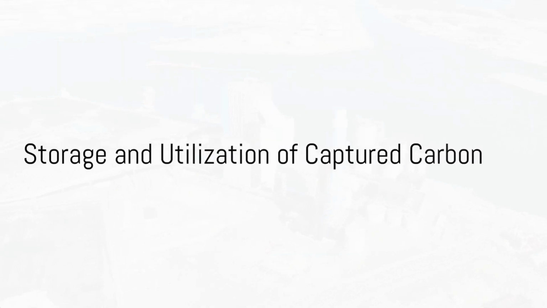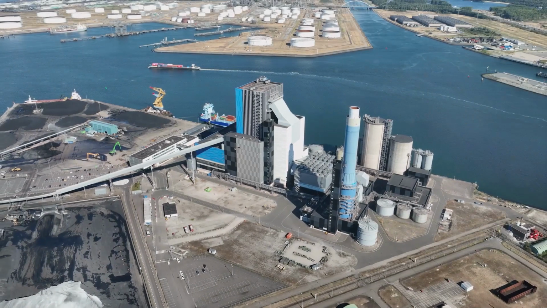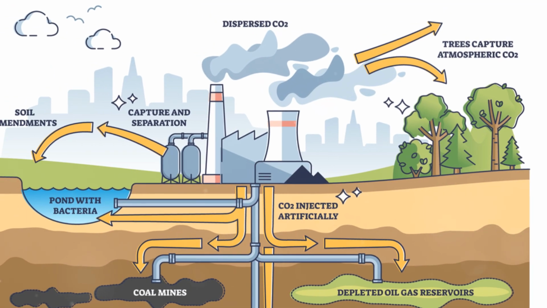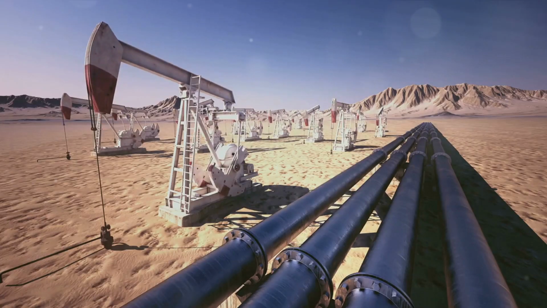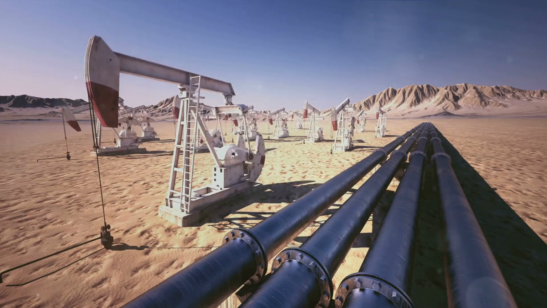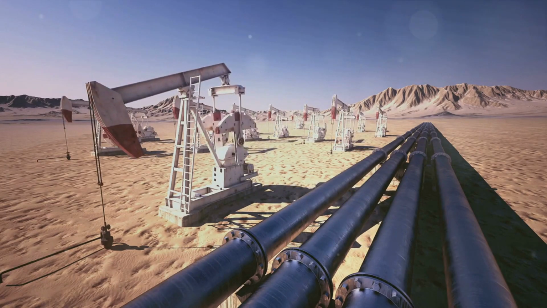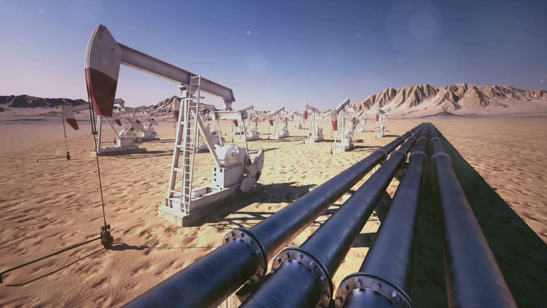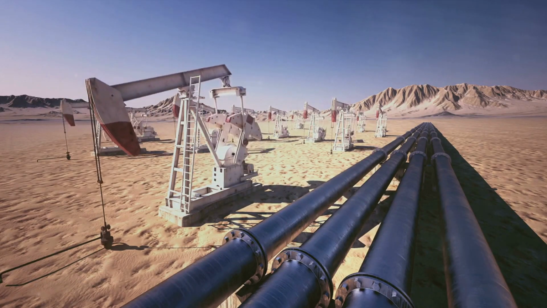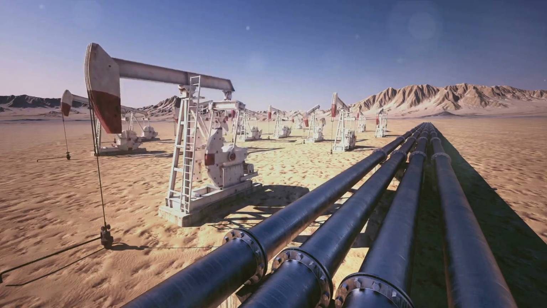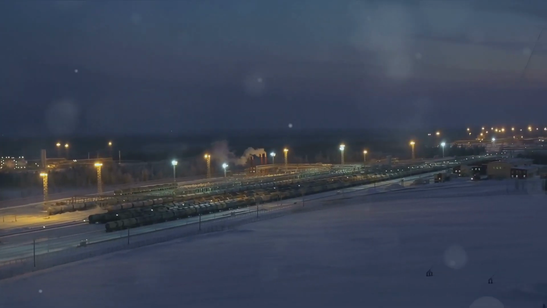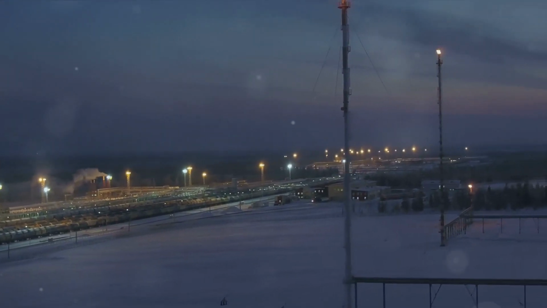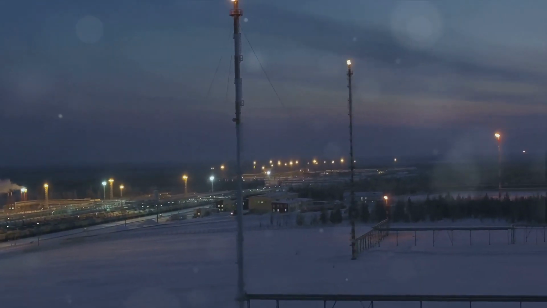Now, let's explore the storage and utilization of captured carbon. First, underground storage. CO2 captured through CCS or DAC can be stored underground in geological formations where it is permanently sequestered, preventing its release into the atmosphere. Common storage sites include depleted oil and gas reservoirs, deep saline aquifers, and minable coal seams.